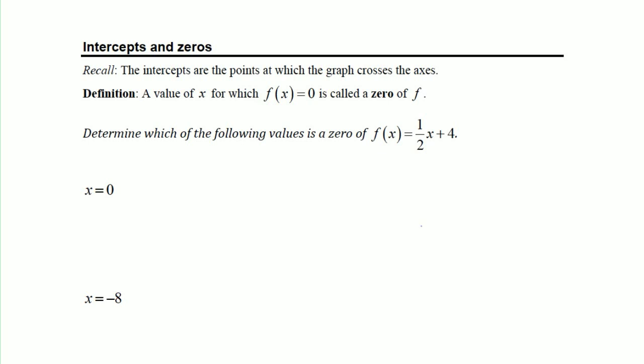Intercepts and zeros. Recall that the intercepts are the points at which the graph crosses the axes, and a zero, which we're just now defining, is an input that makes the output equal to 0.